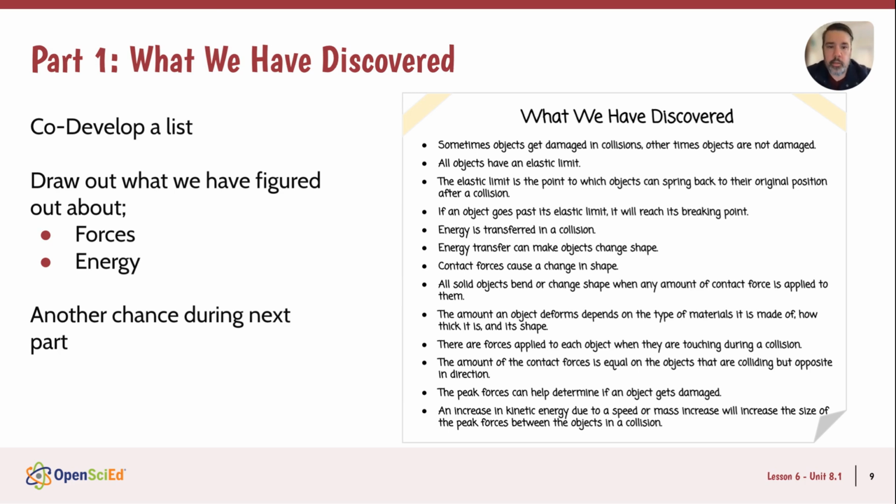In part 1, we come together and we essentially list all the big science ideas we have figured out so far, and we make this anchor chart called What We've Discovered. We co-develop this list, and here we're looking to just draw out what we figured out about forces, about energy, about collisions. You don't need to spend a whole lot of time here. You're going to have another chance in the next part of the lesson. So if kids are sort of done sharing ideas, and maybe there's still a few ideas that you want on there, that's okay, because when we get into the next part, you'll have another chance to add to this chart.